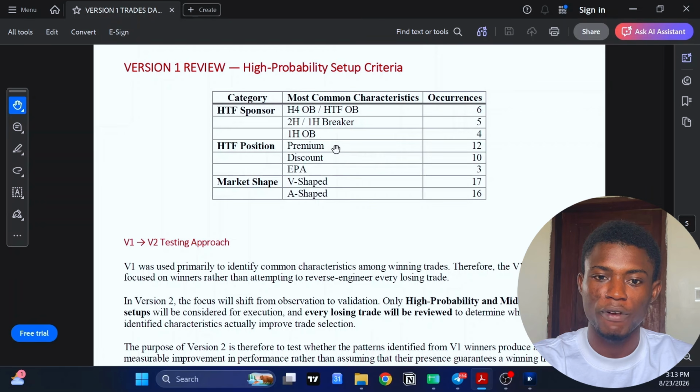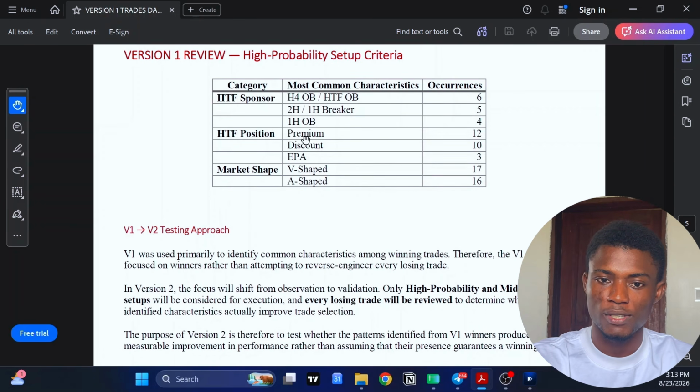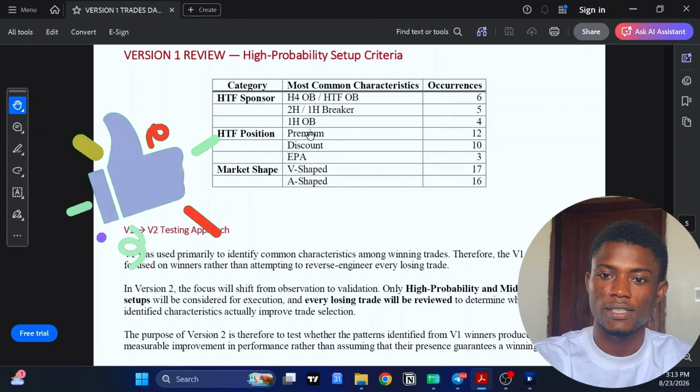Then you see the higher time frame position: the winners were mostly in premium zone for sells, and for buys they were mostly in discount zone. And for this, EPA means efficient price action. So I use efficient price action to frame various trades, and this was common out of it also, as you can see, 3.